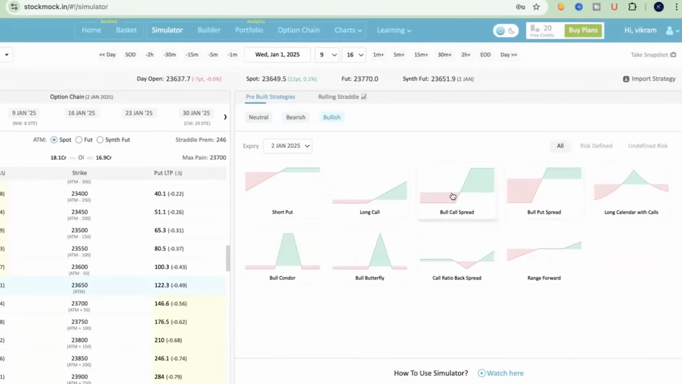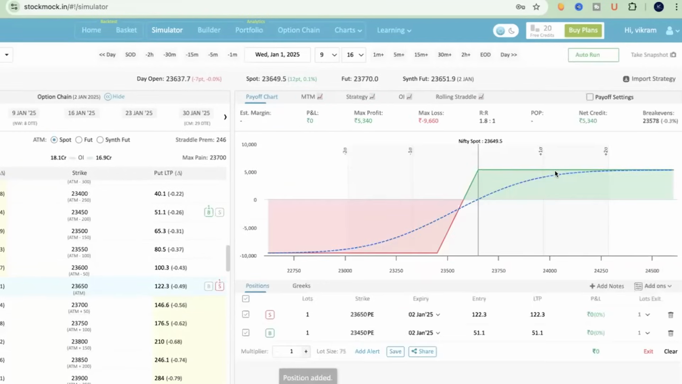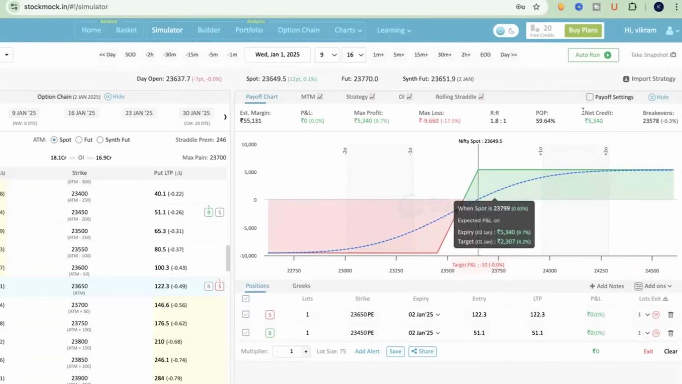Bull call spread is a debit spread. Better to go for a bull put spread because it has a higher win rate. So when we go to the bull put spread, this software immediately gives which options to go for. It says sell the 23,650 put option and buy the 23,450 put option. But the problem is if you trade as per this software, then your risk reward will not be good. Look at this, risk reward is 1:1.82, right? In credit spread, you should go for at least 1:1 risk reward.